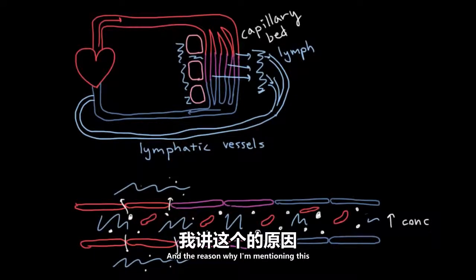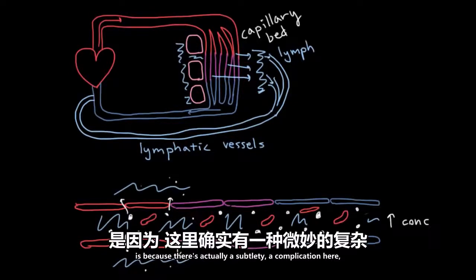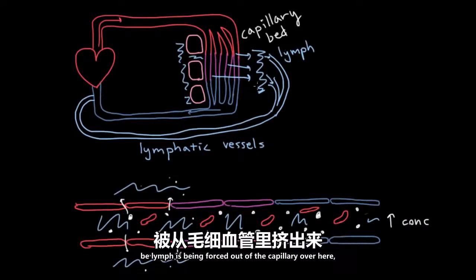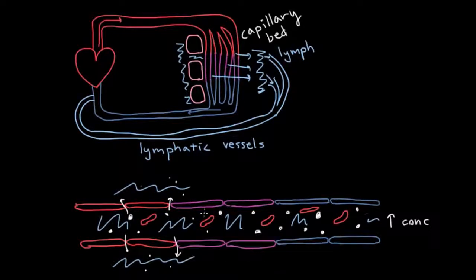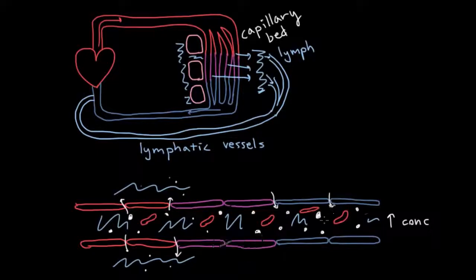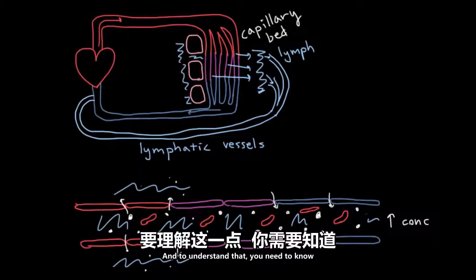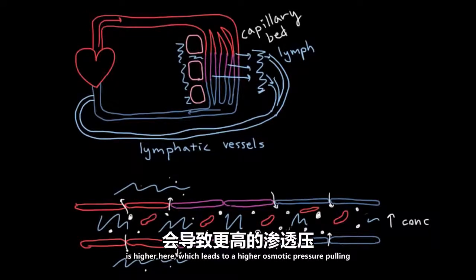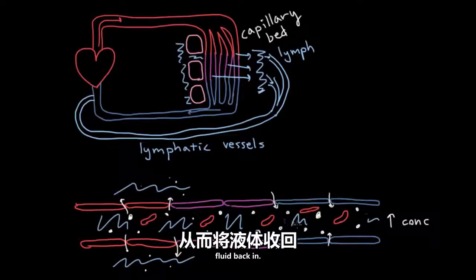And the reason why I'm mentioning this is because there's actually a subtlety, a complication here, which is that although lymph, or what will soon be lymph, is being forced out of the capillary over here, actually some fluid comes back into the blood vessel over here. And to understand that, you need to know that the concentration of solutes is higher here, which leads to a higher osmotic pressure pulling fluid back in.